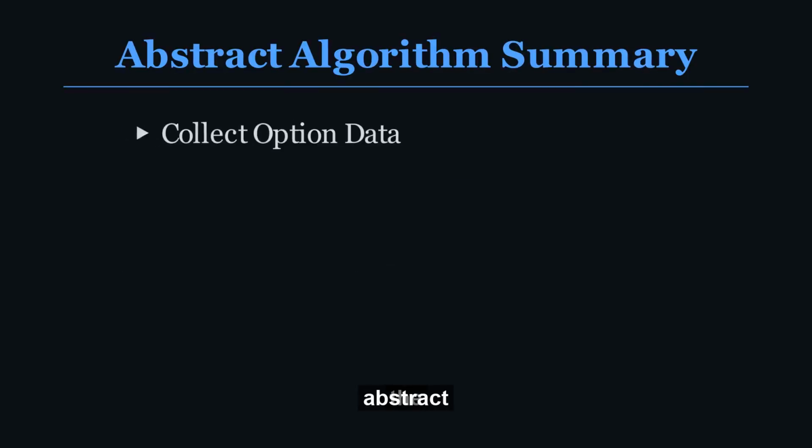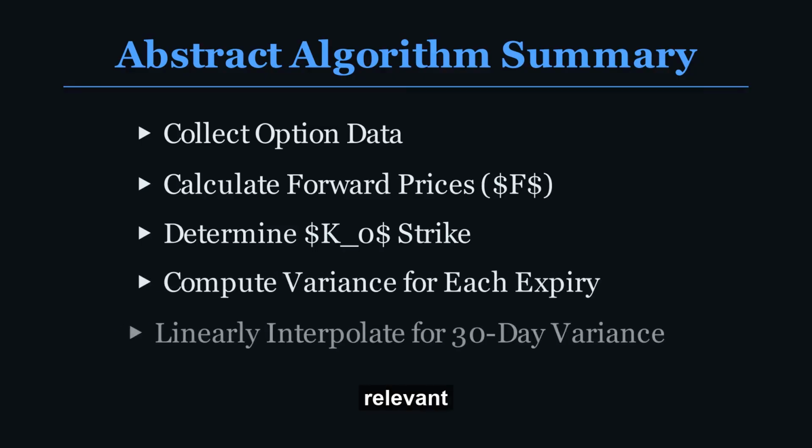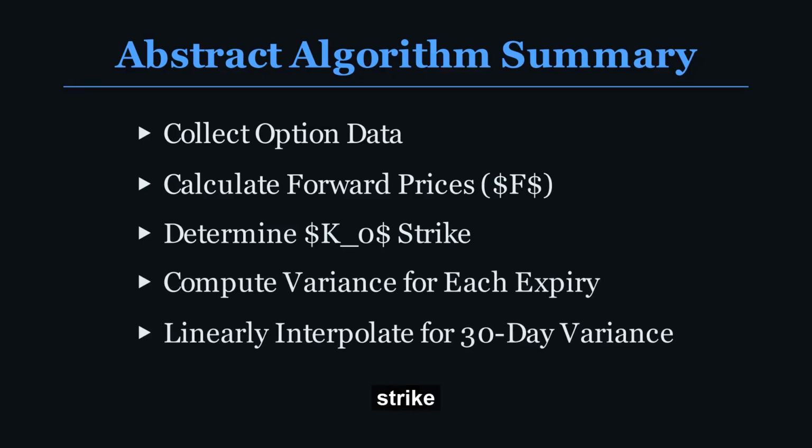In summary, the abstract algorithm involves collecting option data, calculating forward prices for relevant expiries, determining the at-the-money strike $K_0$, computing the variance for each of the two nearest expiries using the weighted summation, and finally, linearly interpolating these variances to arrive at the 30-day implied variance. This structured approach ensures a consistent and mathematically sound estimation of future volatility, bridging the gap between theory and practical application.